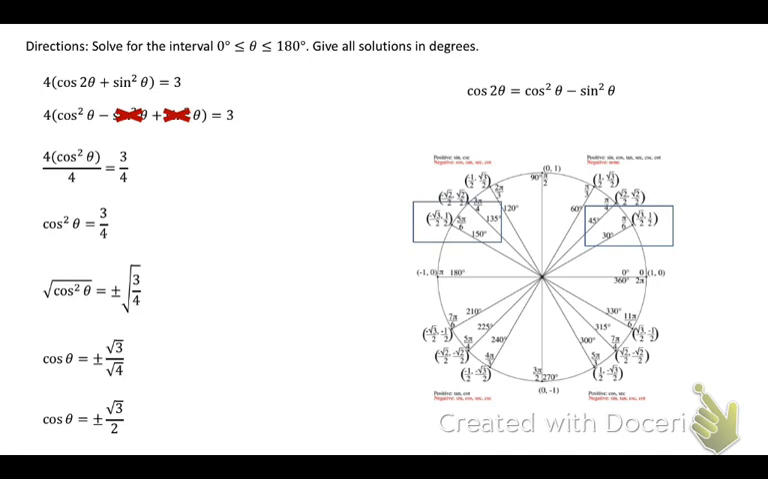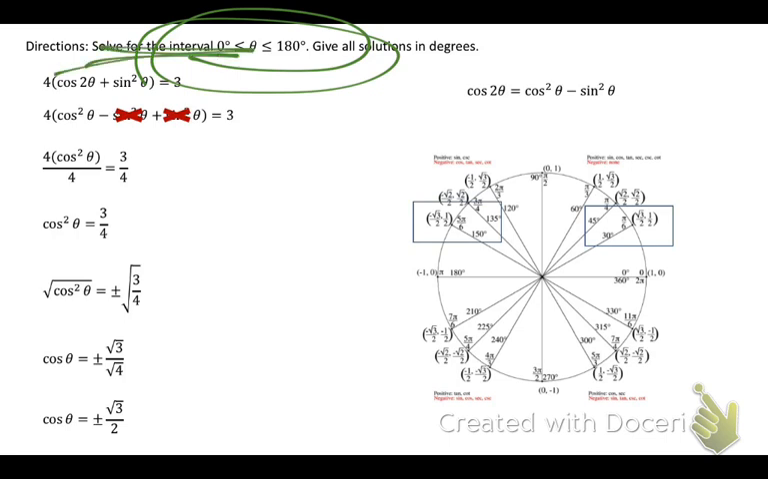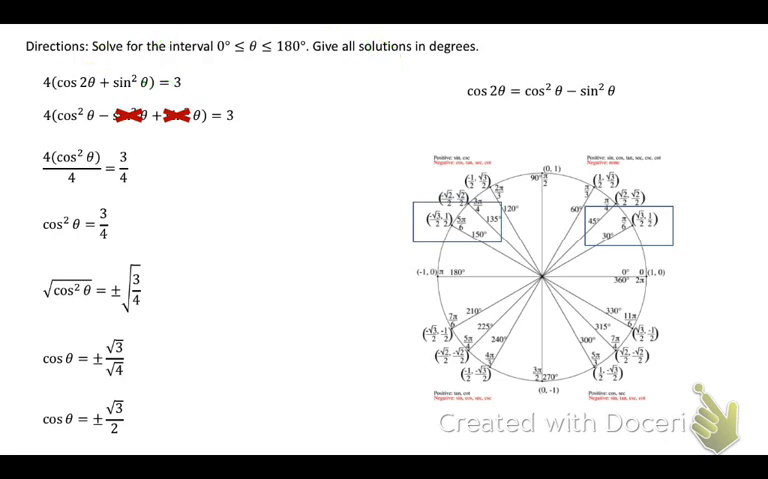You might be like, well, wait, it equals it at 210 and 330 also, but our interval here was just from 0 to 180, so we're just working with the top. That's why you have to check the intervals. Okay, so theta equals 30 degrees and 150 degrees.